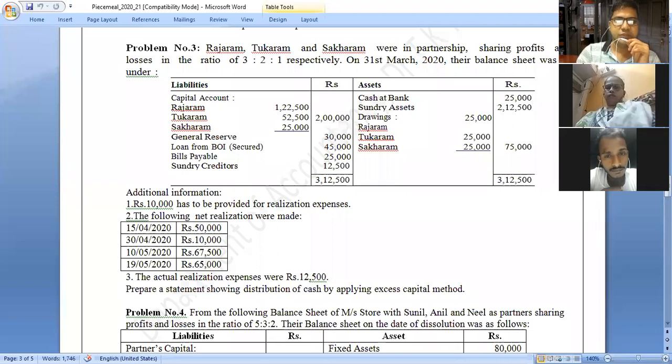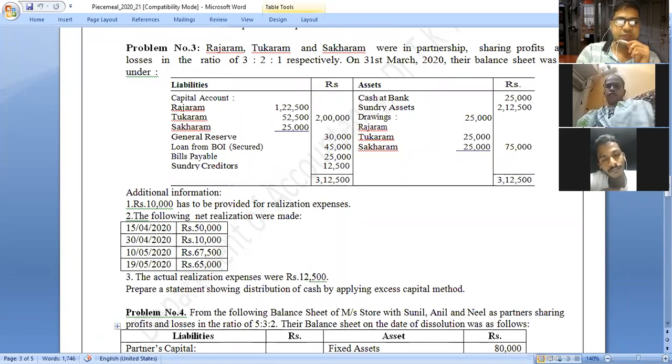Here, I already solved this statement of excess capital. First step, particulars: Rajaram, Tukaram, and Sakaram. These 3 partners are there. Then after that, the profit sharing ratio provided is 3 is to 2 is to 1. The same we have to write, 3 is to 2 is to 1.